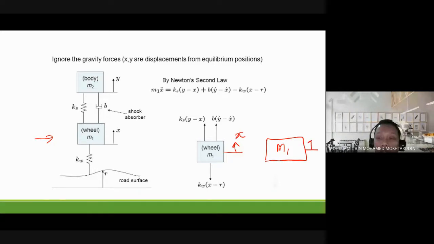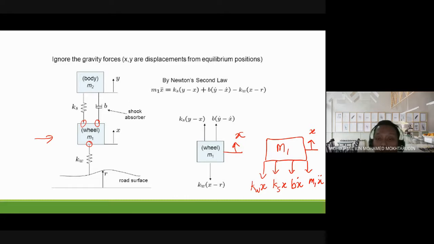Okay, so on M1, we have position acting upward X, and on the wheel, we have 3 components connected. We have spring KW, spring KS, and also damper B. So first, we have spring KW. So this will be acting downward because we assume X acting upward. So spring KW X, and we have spring KS X. And we have the damper B times X dot. And don't forget the inertia, M1 X double dot.